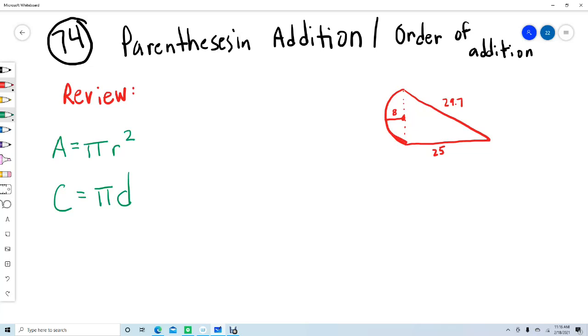All right, perimeter. So let's see. We have this length. We have this length. We need this length. That is half the circumference of a full circle, half the circumference of this circle. So how do we find the circumference and then just cut it in half? Well, we take pi times the diameter. If the radius here is 8, then the diameter is twice that, right? And that's 16.